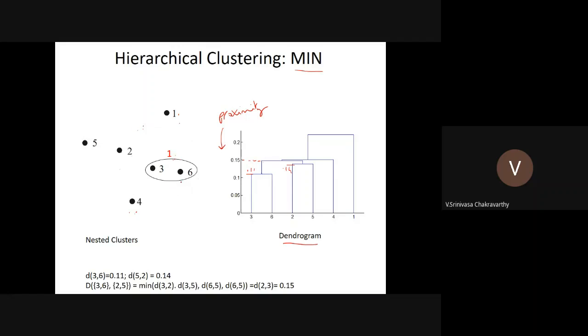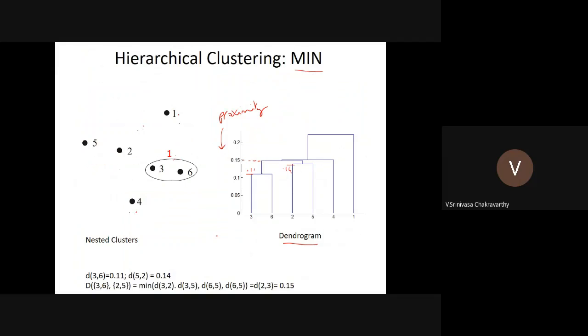So how much is that? That's also 0.15. Okay, so they're showing it at about the same level. This merger distance is happening at about the same level, 0.15. So 4 is merged here. Next, you have included 4 also in this cluster. So this big cluster has 5 points, right? 2, 5, 3, 6, and 4. All these points are merged into one cluster, which is numbered 4.